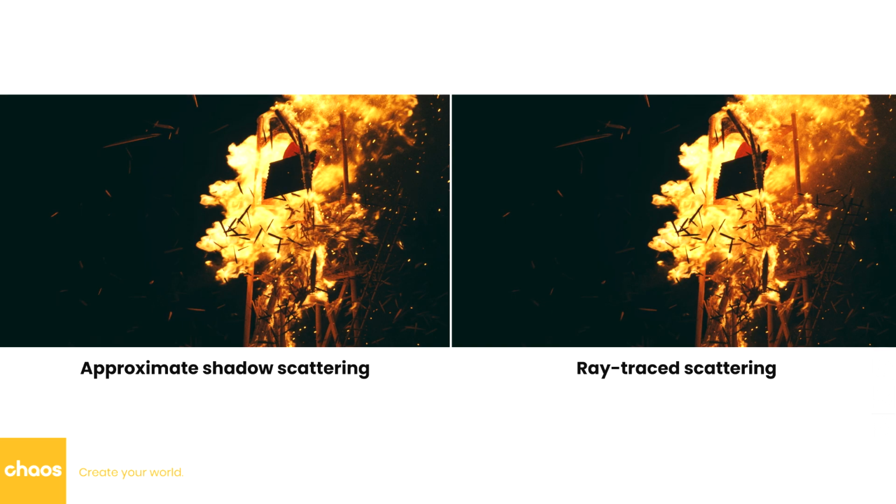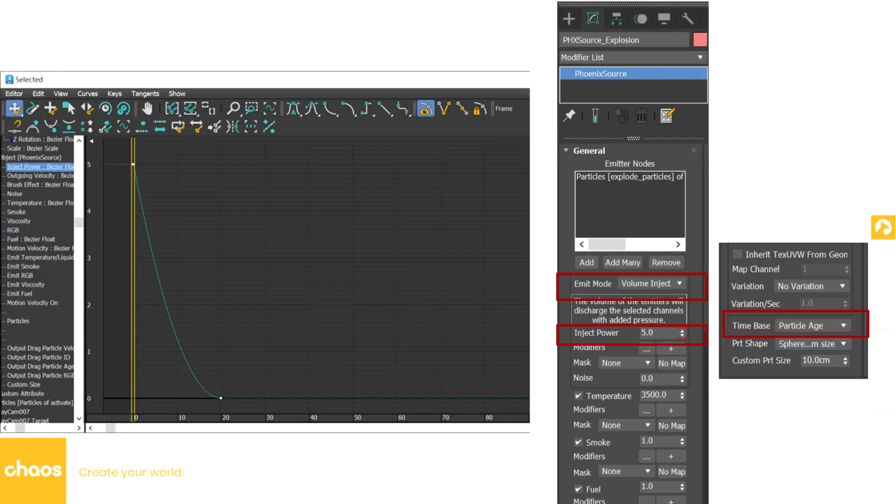Here is another frame of the rendered image. As you can see, the ray trace scattering looks more believable than the default approximate plus shadow option. In addition to the sources for the flamethrower and the burning wood, we also create a source for the explosion in the scene. There are a few settings worth noting for this source.